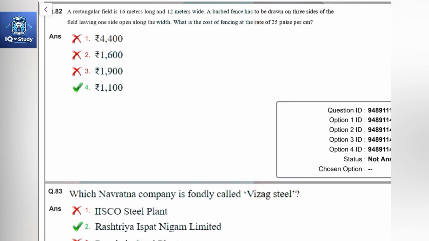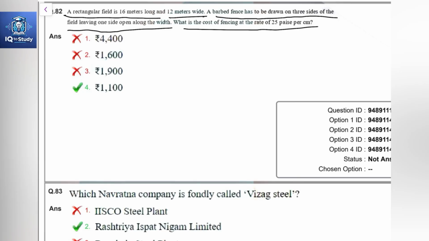A rectangular field is 16 meters long and 12 meters wide. A barbed fence has to be drawn on 3 sides of the field, leaving one side open along the width. What is the cost of fencing at the rate of 25 paise per centimeter? Let it be a rectangular fence.